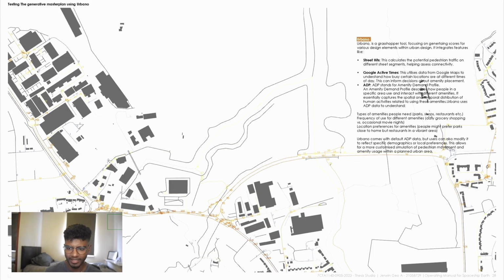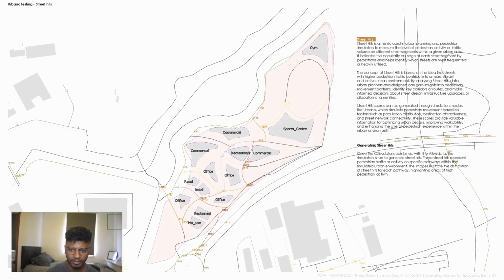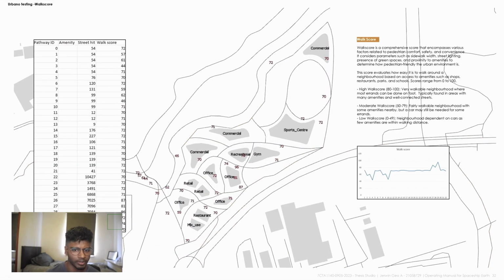And I also created a workflow to find out how walkable this master plan is. I used two different tools to do that. One, Physarum, obviously the one that I've used to generate that, and two, Urbano. So I've written a whole dissertation about the workflow that I've created. What you need to know is how to add certain weightages to these amenities based on Google popular times. This will generate a street hit, which is how many times a person would bump into a certain intersection. Based on that, we can generate scores, which is the walk score. This graph shows each path's score, basically.